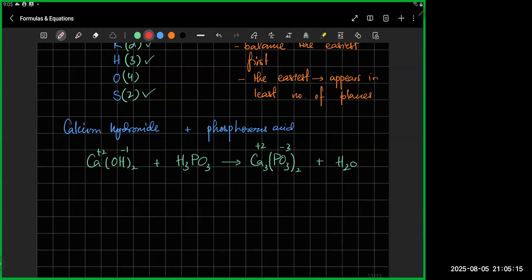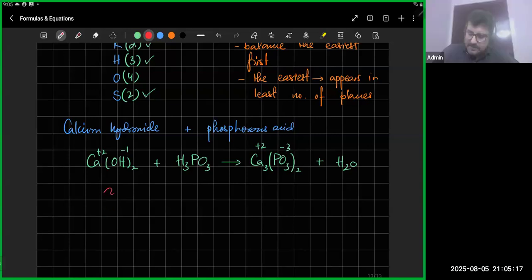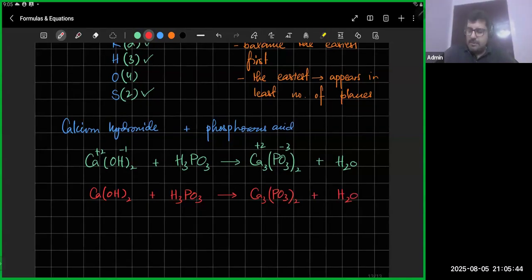Yes sir. अच्छा, तो आगे इसको ना, I'm just going to write this neatly. So I've got Ca(OH) twice, and I've got H3PO3, and this is Ca3(PO3) twice plus H2O. अच्छा, now I'm going to try and balance this.